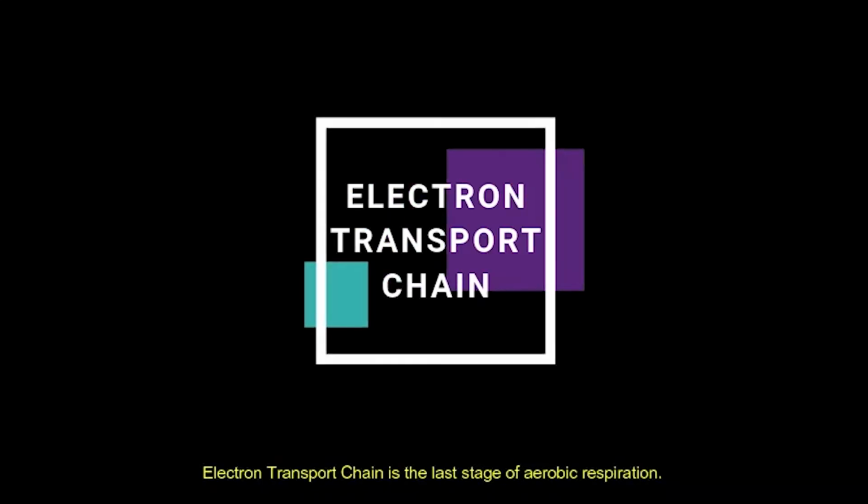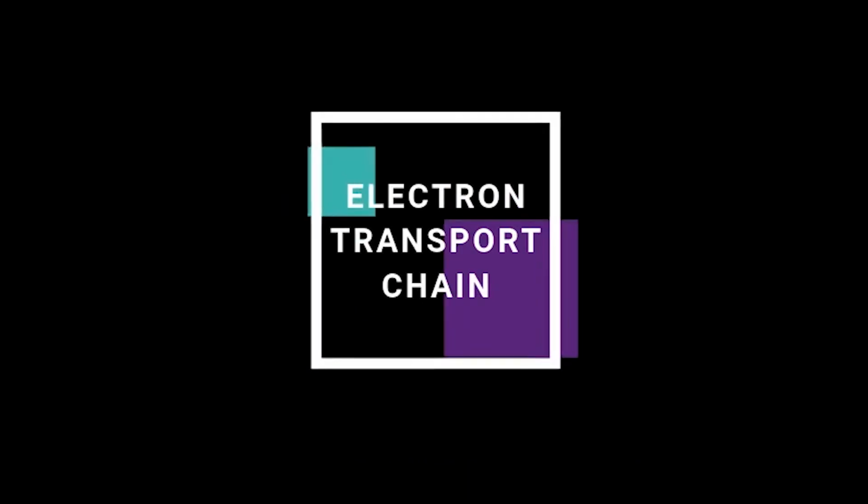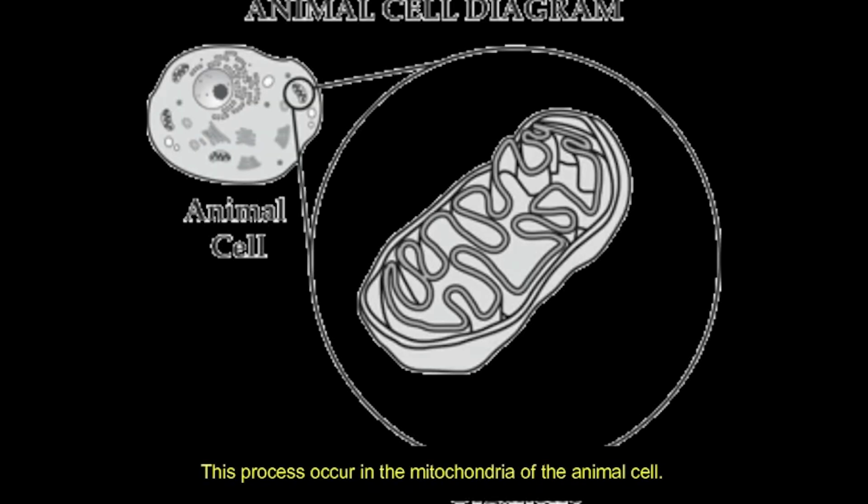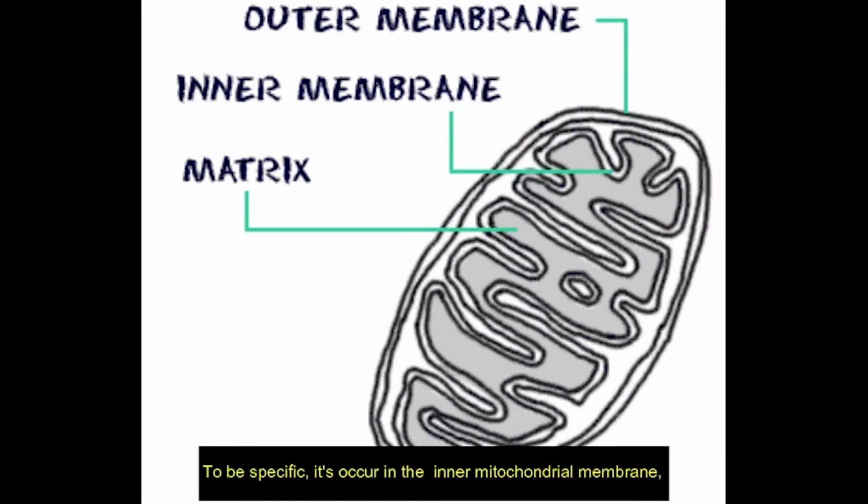Electron transport chain is the last stage of aerobic respiration. This process occurs in the mitochondria of animal cells. To be specific, it occurs in the inner mitochondrial membrane, which is arranged into folds called cristae that increase the surface area available for the transport chain.